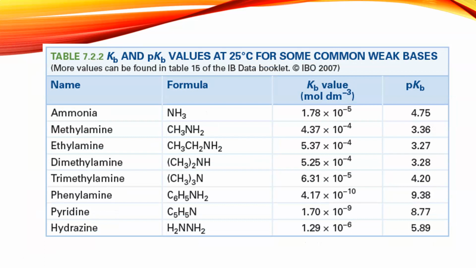Same goes with the base. You receive tables of the base information. The smaller the pKb, the stronger the base.